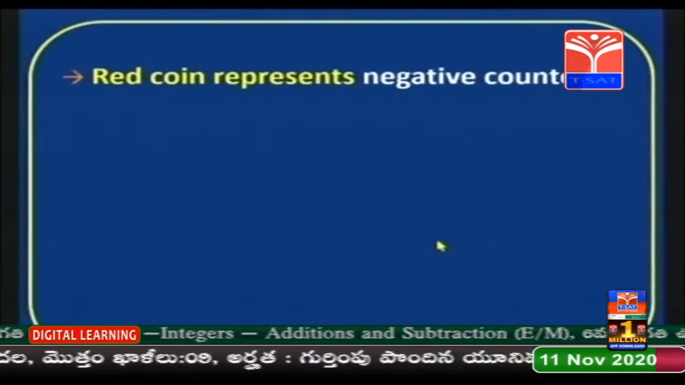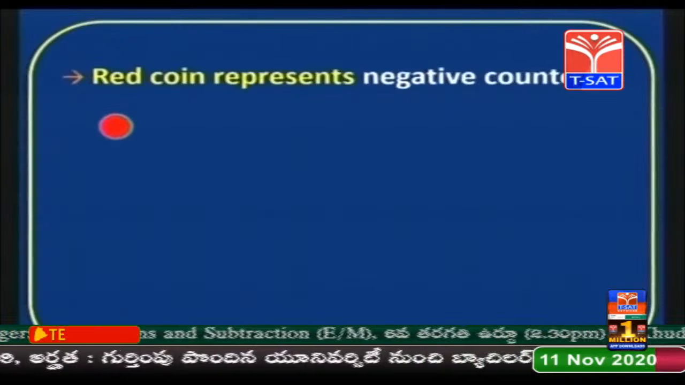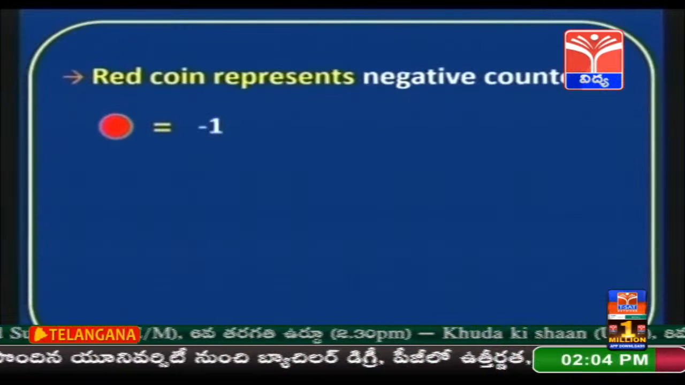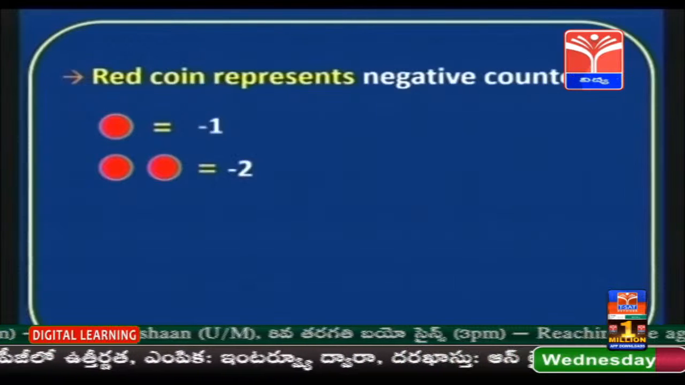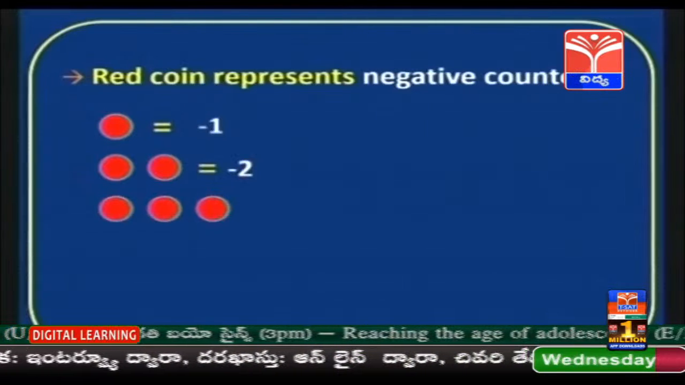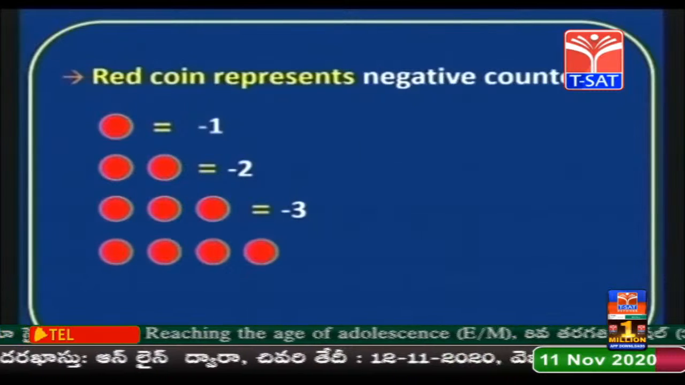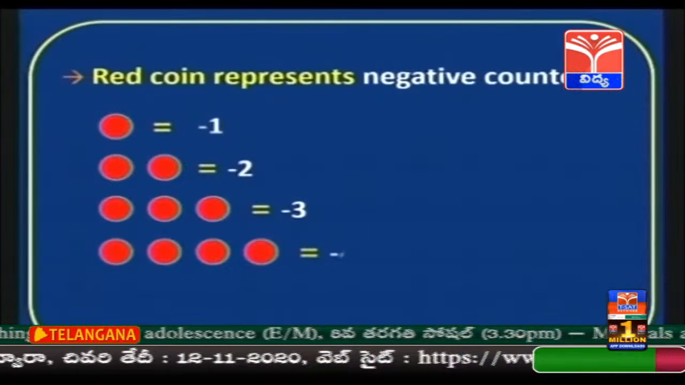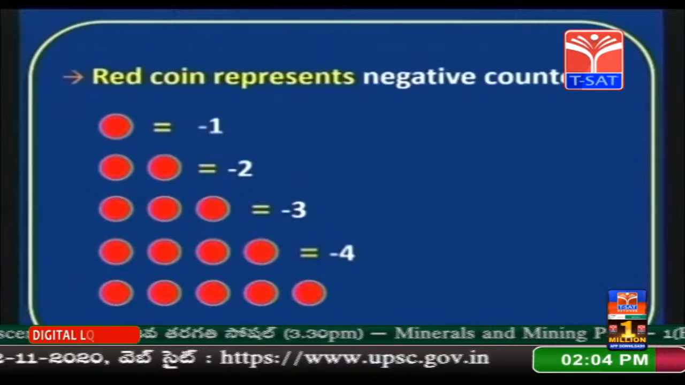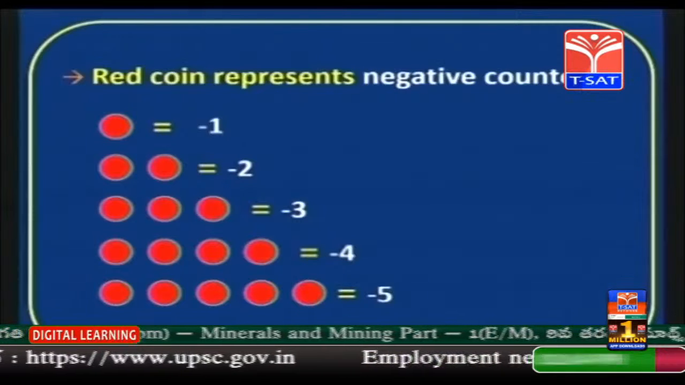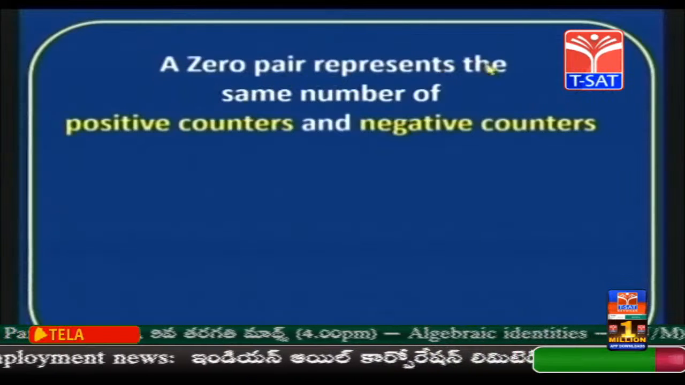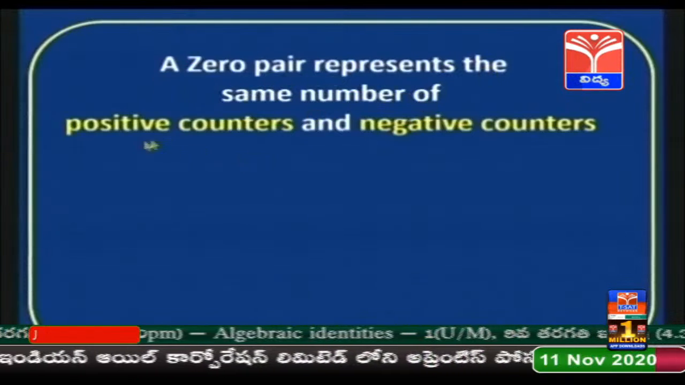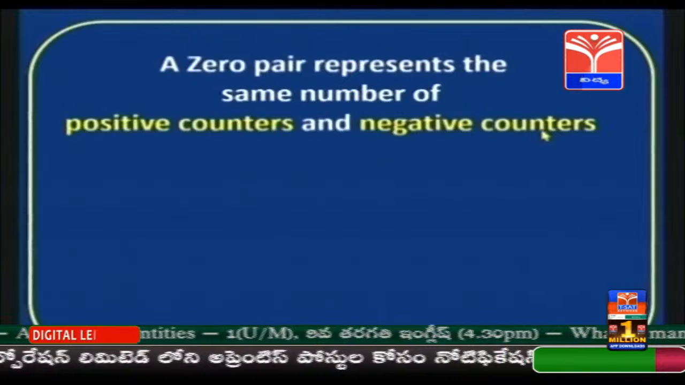Now I am taking red coin which represents negative counter. 1 red coin equal to minus 1, 2 red coins equal to minus 2, 3 red coins equal to minus 3, 4 red coins equal to minus 4, 5 red coins equal to minus 5. Now let us understand what is a 0 pair. A 0 pair represents the same number of positive counters and negative counters.